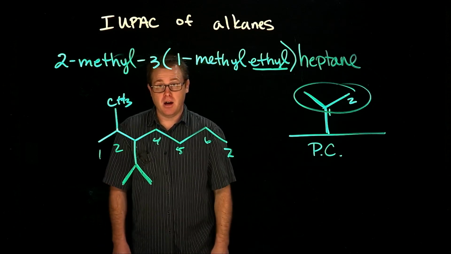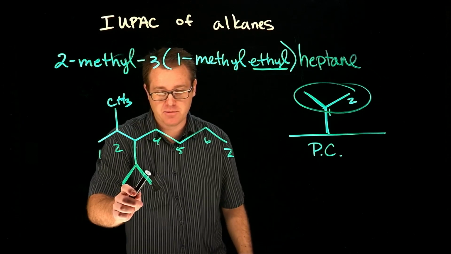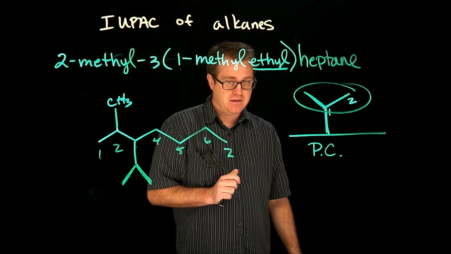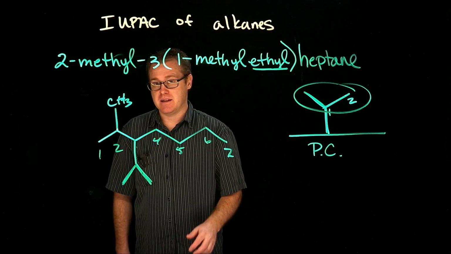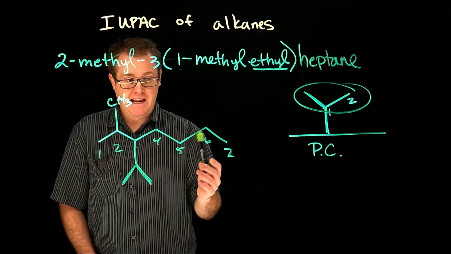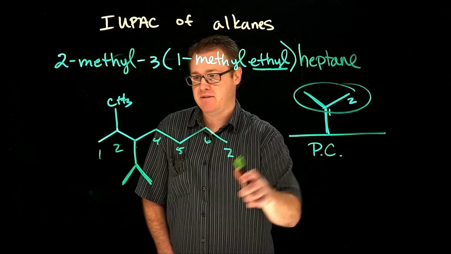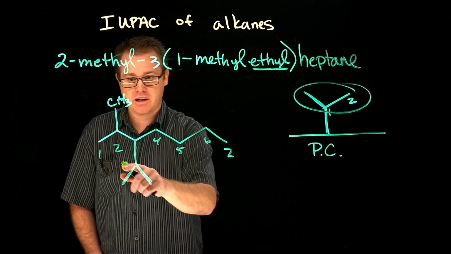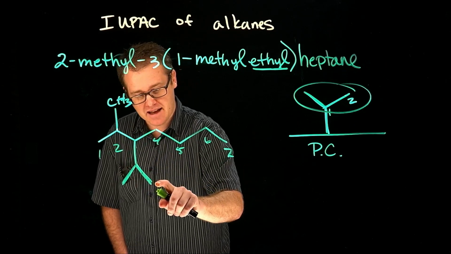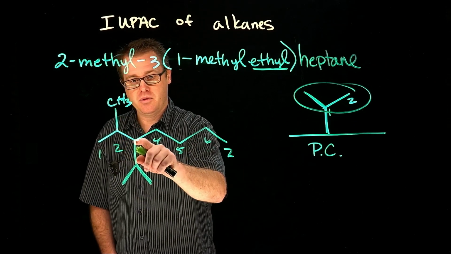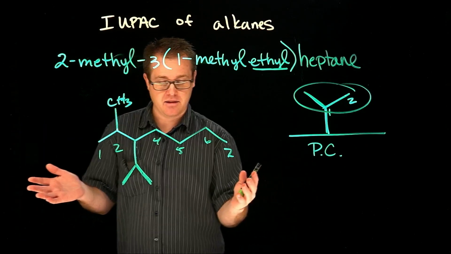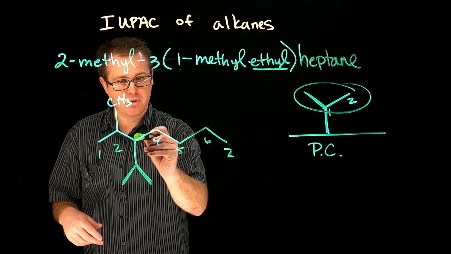Now, double check, because adding these groups may change your longest carbon chain. So let's see if it messed me up or if it worked out. The longest carbon chain has to be 7. We already see 1 through 7 there, but could we number it in a different way? 1, 2, 3, 4, 5, 6, 7. Nothing has changed with the length. So that's good.